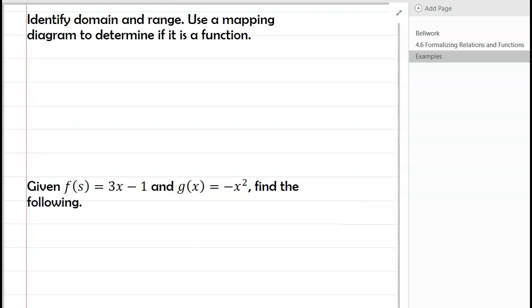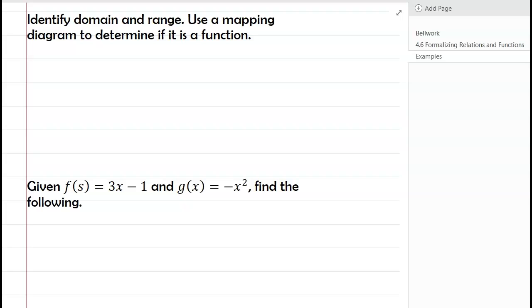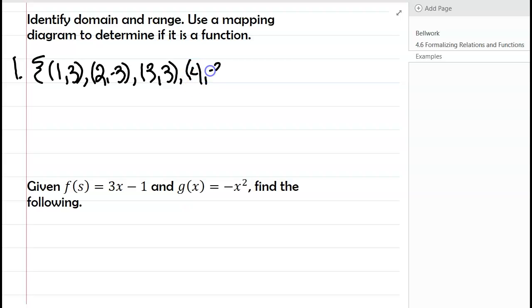So the first thing we're going to do is look at a relation. We're going to identify the domain and range. Then we're going to use what's called a mapping diagram to determine if it's a function. The relation I'm going to give you is in the form of ordered pairs. So number 1, we're going to do 4 ordered pairs: (1, 3), (2, -3), (3, 3), (4, -3).